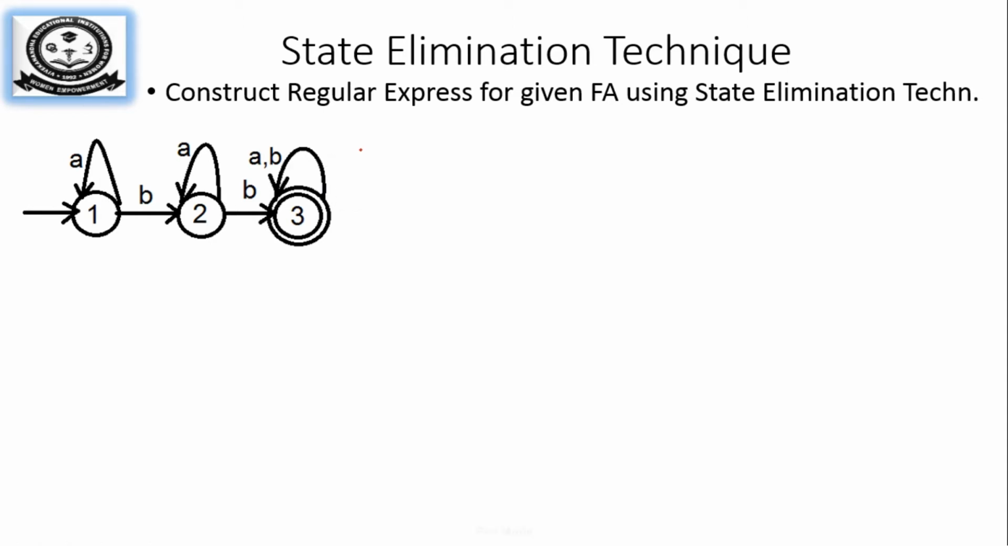So we will start with the finite automata diagram. Here the initial state is 1 and the final state is 3. You have to remove the intermediate state 2 from the diagram. So we will keep 1 and 3 and remove 2. First, we will try to remove the self transition of 2. How do I remove that?